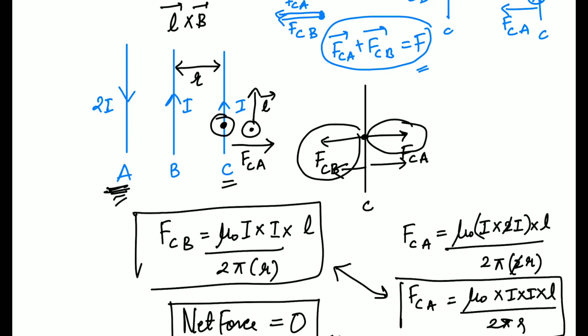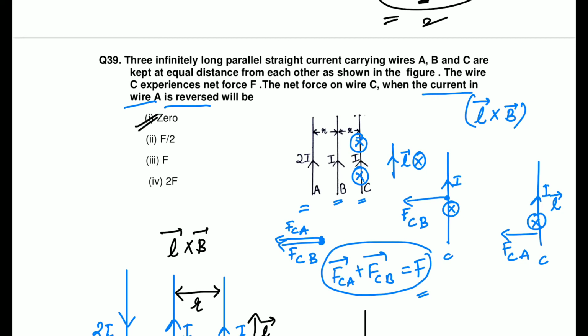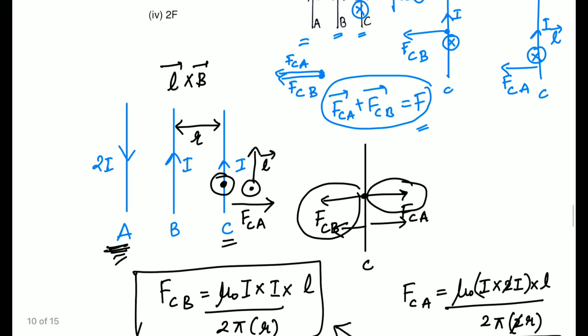I hope that is understandable. Okay, let's look at our options. Yes, 0 is there in our options. The answer is net force will be equal to 0. I hope that is understandable. Okay, let's move to the next question.